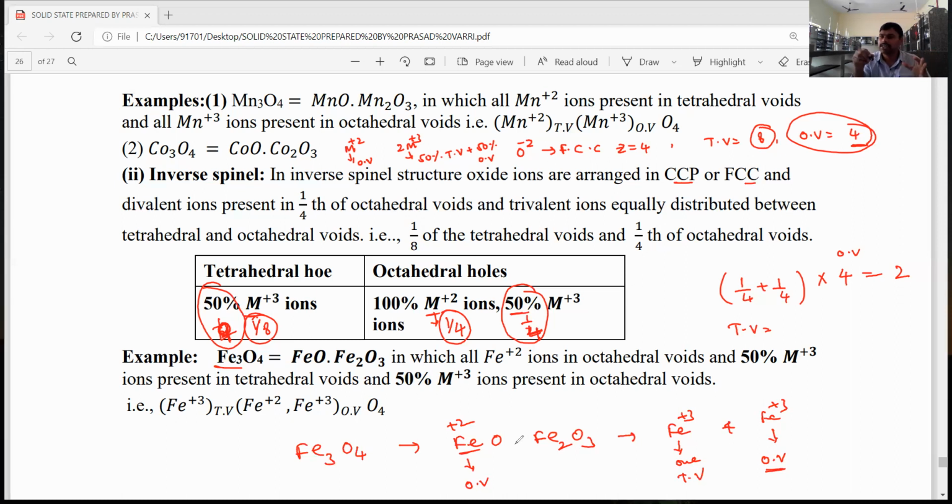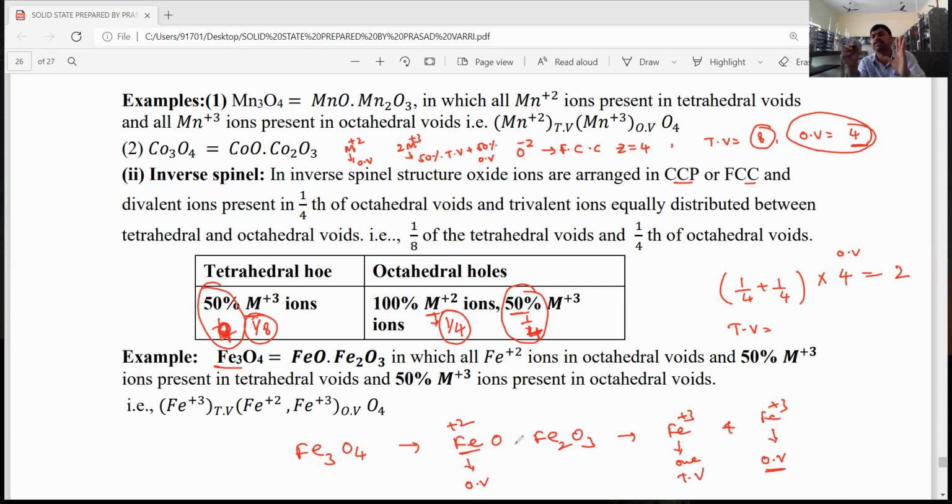These are called spinels. Spinels are nothing but mixed oxides. The mixed oxides exist in 2 types of structure. One is simple spinel structure, another one is inverse spinel structure. In simple spinel structure, all di-positive ions are in tetrahedral voids and tri-positive ions are in octahedral voids.